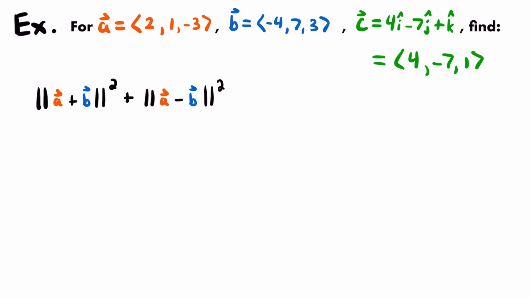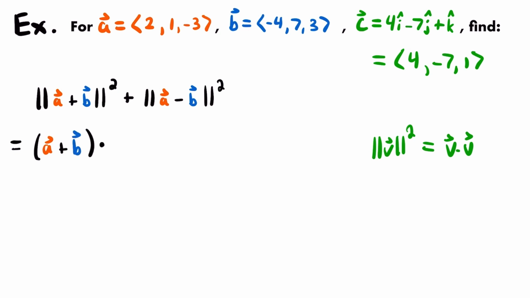All right, now this is where one of those properties of the dot product comes in handy, right? Remember that we said that the magnitude of vector V squared is equal to the dot product of that vector with itself, right? So if we're squaring the magnitude of these two vectors, and vector addition and subtraction will give you a vector, then all we have to do is find the dot product of those resultant vectors and add them together. All right, so this would be equal to vector A plus vector B multiplied by itself.